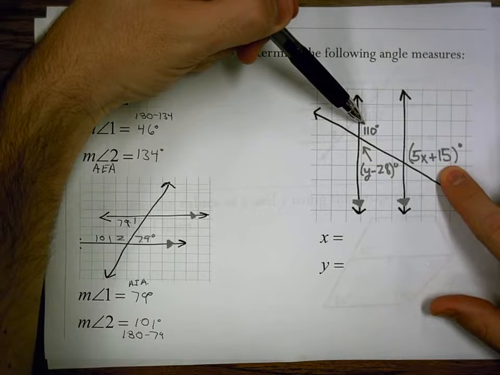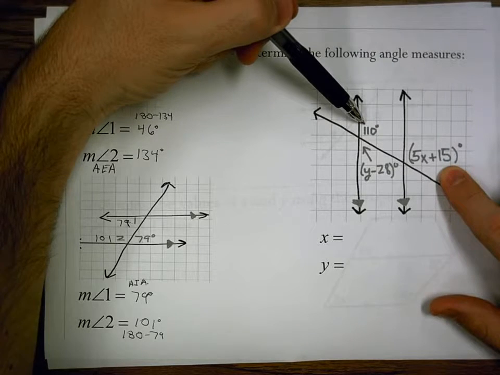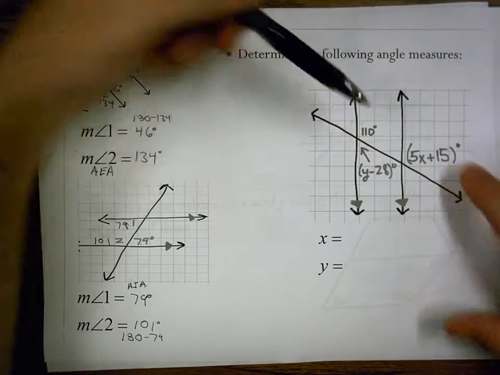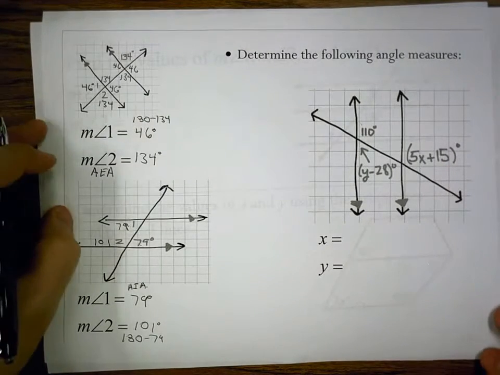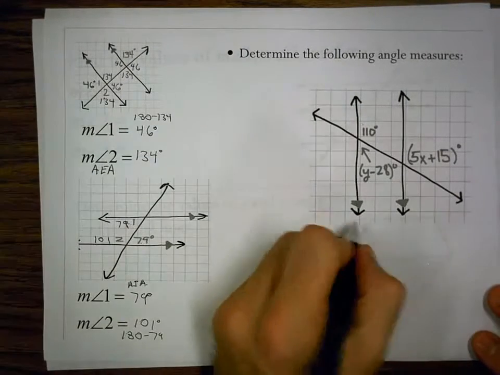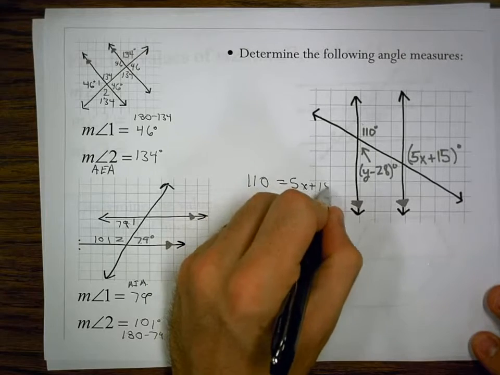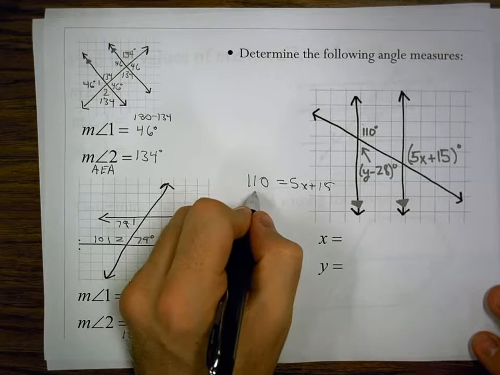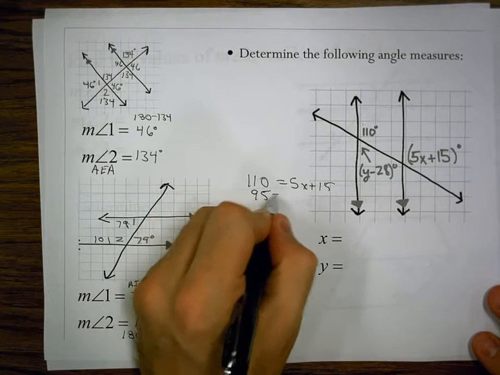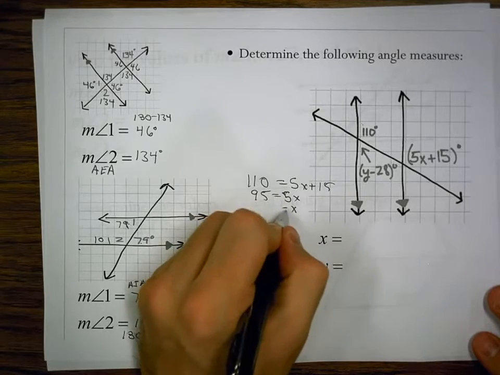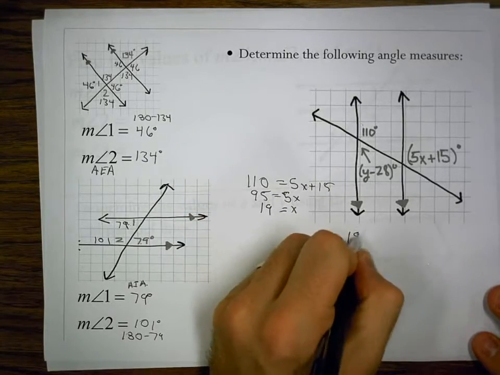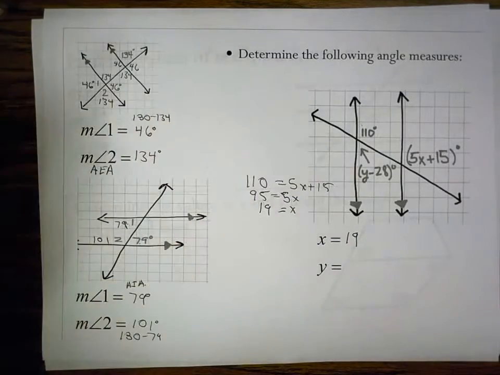I have these two angles here, 110 and 5x plus 15. They're in the same location. That means they're going to be corresponding. So I'm going to say 110 equals 5x plus 15. I can subtract 15 from both sides and get 95 equals 5x. So x is 19.